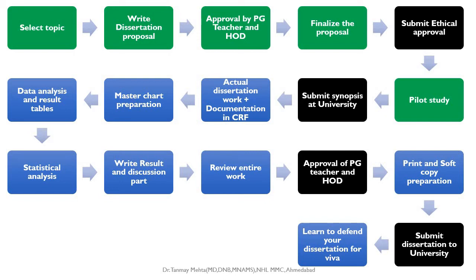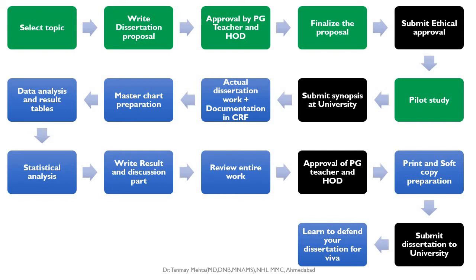So let us understand how you will proceed for this dissertation, at least in India. You will select a topic, write a dissertation proposal, get it approved by your PG teacher and HOD, finalize the proposal, submit it for ethical approval, do a pilot study, and submit a synopsis at the university. You will start the actual dissertation work and documentation, prepare a master chart, do data analysis and result formation, and do statistical analysis. You will write the complete dissertation report by completing the result and discussion parts, and finally you will review your entire work, get it approved by your PG teacher and HOD, prepare a print as well as a soft copy, submit it to the university, and finally you will learn how to defend your dissertation in Viva. It may seem overwhelming, but you have to do this process over a period of 3 years.